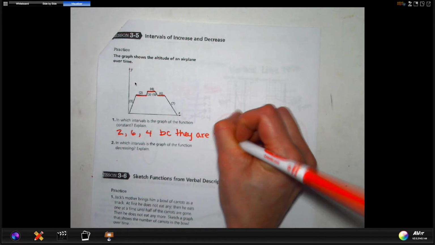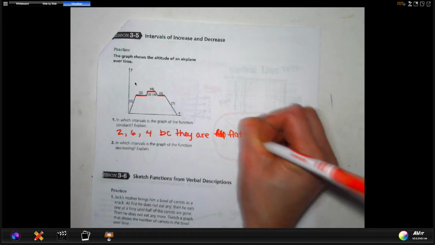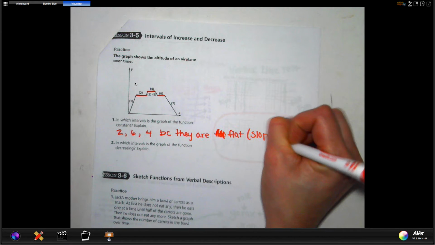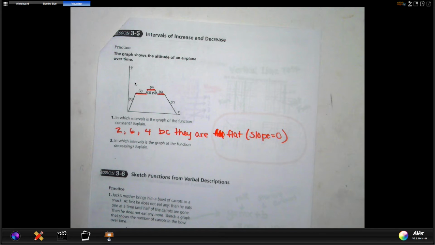Which means that the slope there is 0, right? Okay, good. That's a pretty easy question to get correct if you know that. All right, number 2.